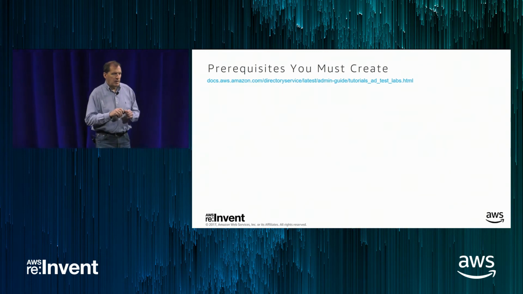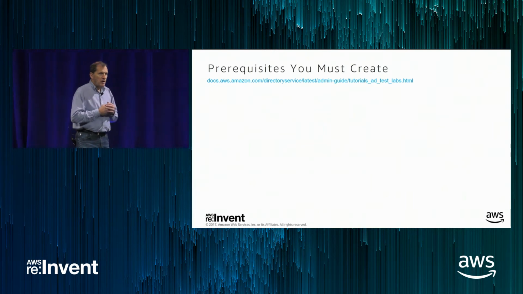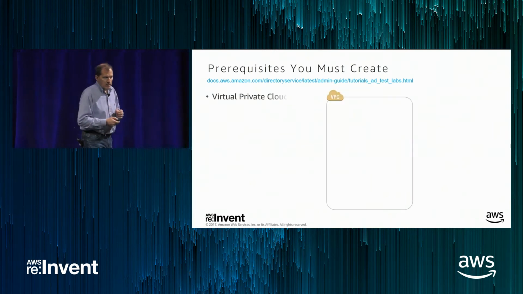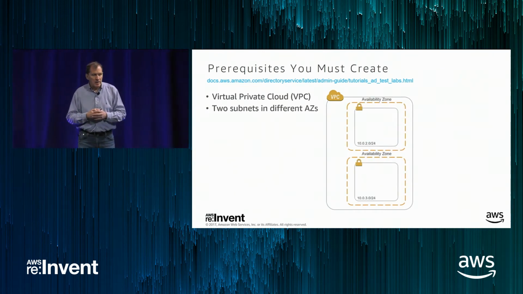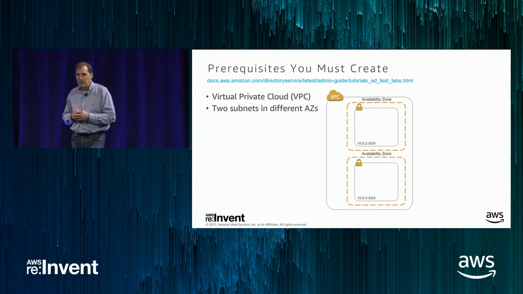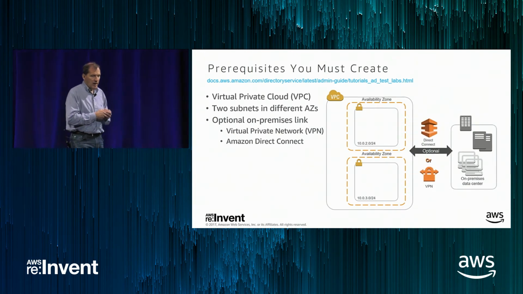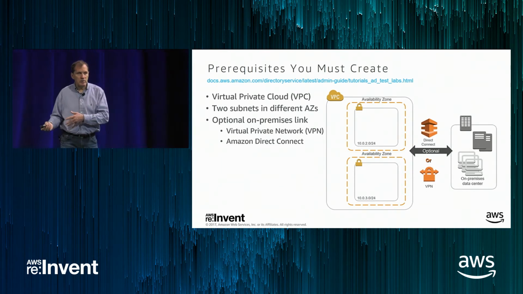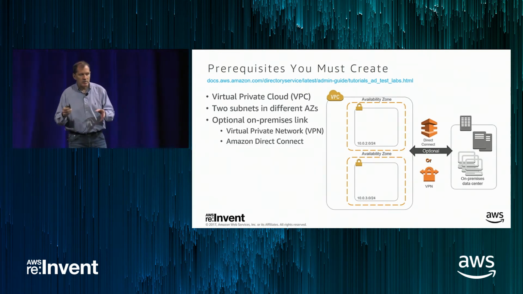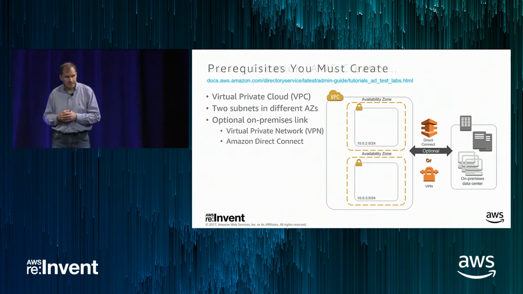So let's talk a little bit about some of the prerequisites that you need, and these are covered in a lab that's available in our documentation. The first thing you'll need is a virtual private cloud, so you'll create your VPC. Second is you'll have to have 2 subnets in different availability zones to set up the directory. The next thing is, if you have an on-premises directory you want to connect to the cloud, or maybe you've got users that are using laptops or desktops in your on-premises environment, you could set up a Direct Connect or a VPN link to the cloud and connect that to your VPC.